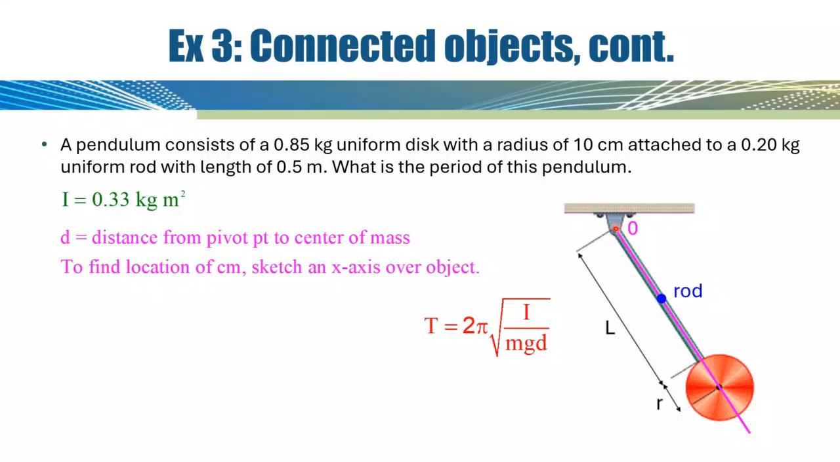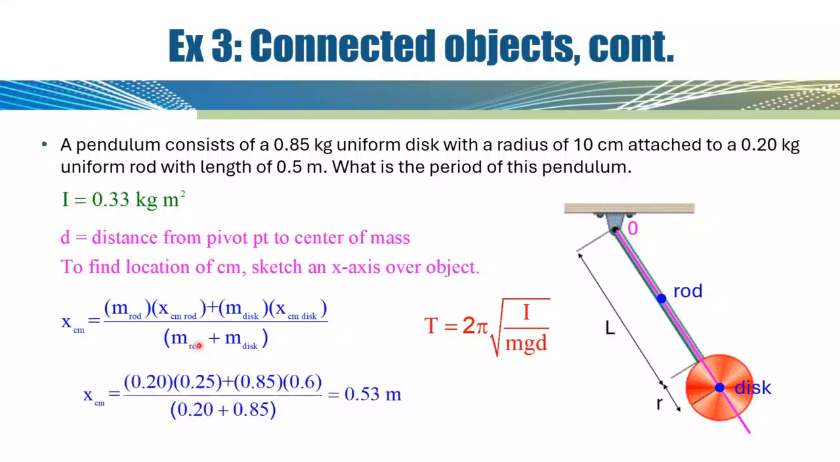I know that the center of mass of the rod is going to be in the middle of the rod, and the center of mass of the disc is going to be in the center of the disc. And so now if we look at this as an x-axis, we can use the center of mass equation, where we have the mass of the rod times x, this distance to here, plus the mass of the disk times this distance to here, divided by the sum of both masses.